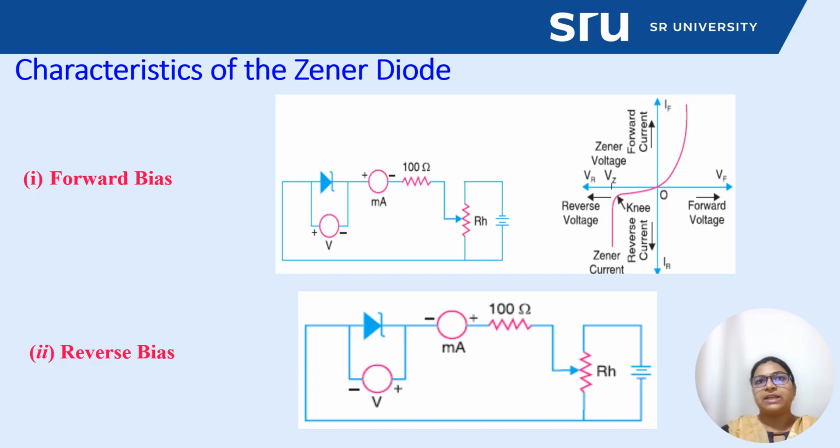So the Zener diode mostly works in the reverse biasing condition. In reverse bias, as we saw, the anode is connected with the negative terminal and the cathode is connected with the positive terminal of the supply.